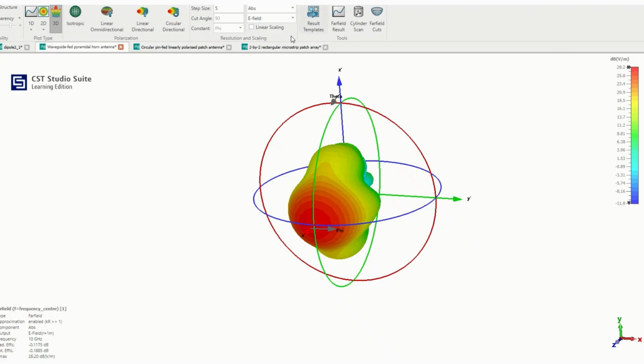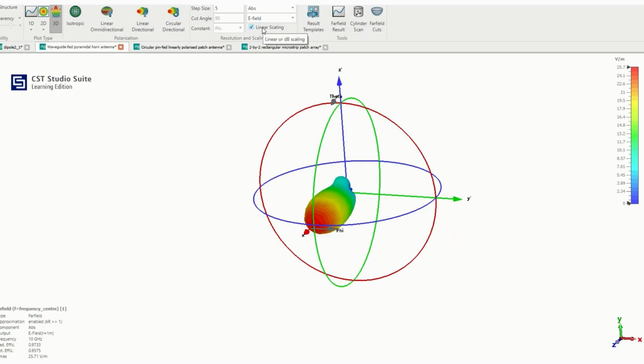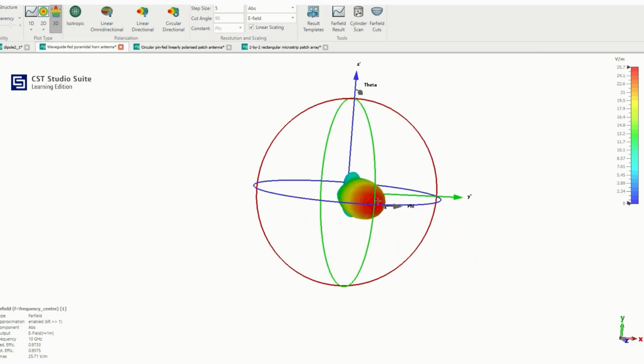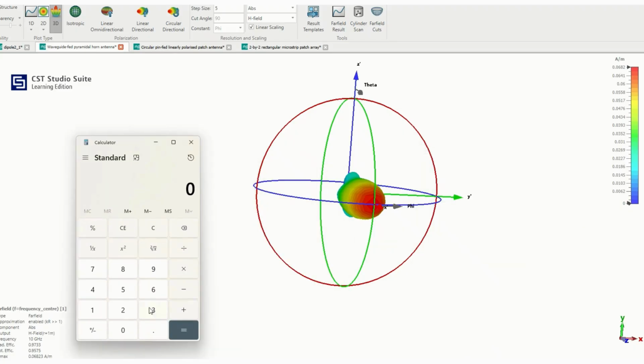So here you can see the linear scale again, to show the relationship between electric field, magnetic field and power. Here you can see that the maximum value of the electric field, this red, is around 25.7. So I'm going to check the magnetic field pattern. It is around 0.0682. So if I calculate 0.0682 times 25.7, that is E cross H divided by 2, it gives around 0.87. So this will be the power value.